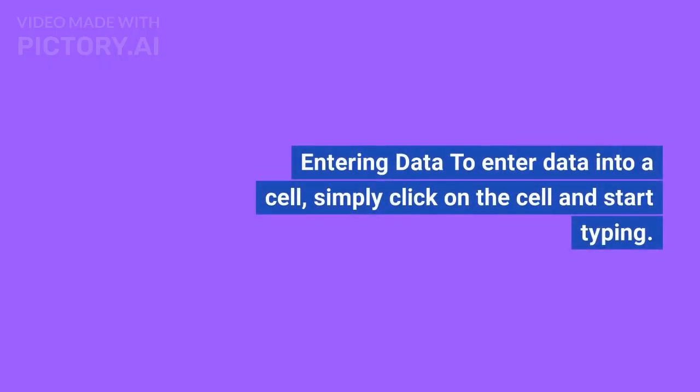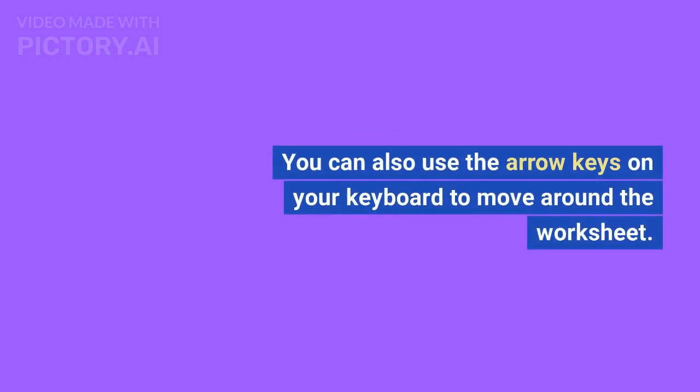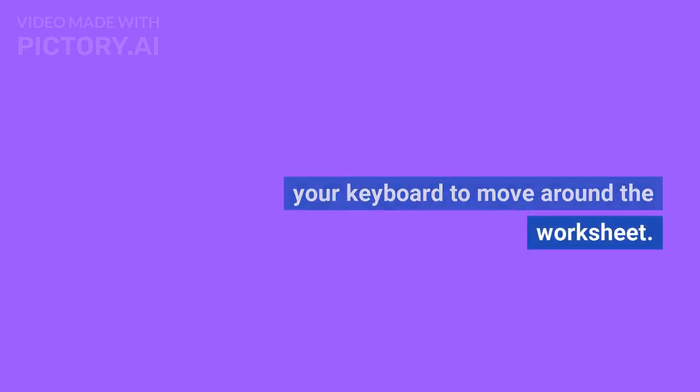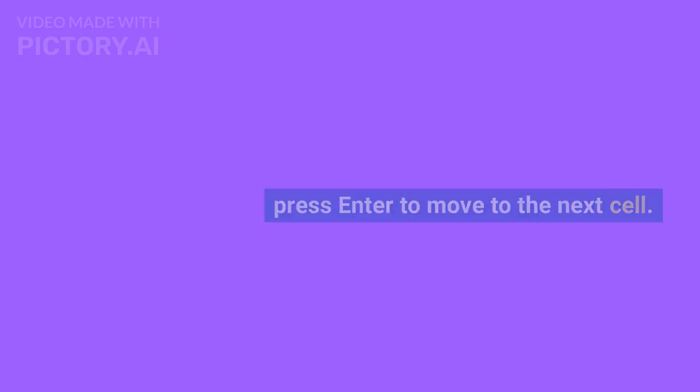Entering data: to enter data into a cell, simply click on the cell and start typing. You can also use the arrow keys on your keyboard to move around the worksheet. When you're finished entering data, press Enter to move to the next cell.